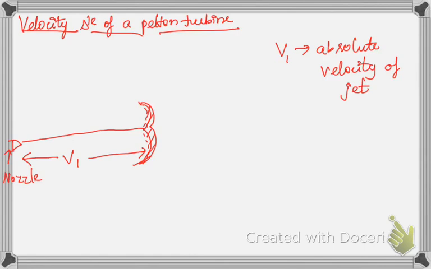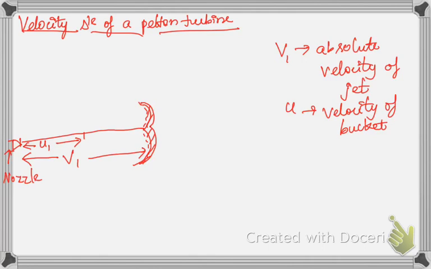Once the water strikes, the bucket will start moving. The bucket will be moving with the velocity u. So u will be the velocity of the bucket. Remember one point: the velocity of jet will always be greater than the velocity of bucket. We all know that water will be traveling very fast, so we have to denote the velocity of the bucket in a smaller denotation. So this will be the velocity of the bucket. The velocity of the bucket will always be lesser than the velocity of the jet.